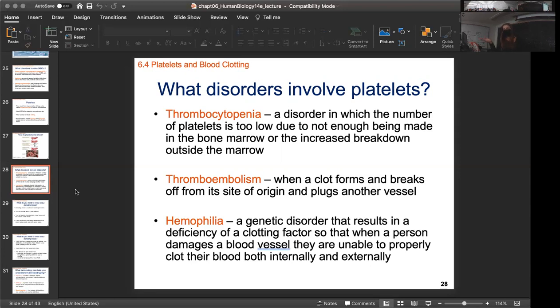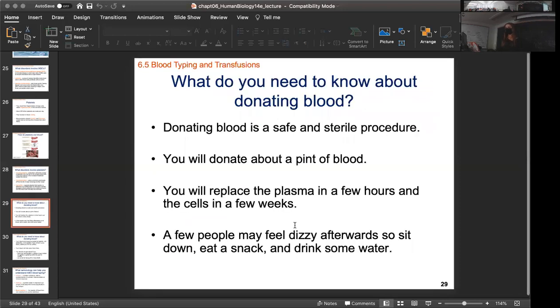And then hemophilia is a genetic disorder, and this results in a deficiency of clotting factors, so that when a person damages a blood vessel, like you scrape your arm, you got a paper cut, something like that, they're unable to properly clot their blood, both internally, so inside, and externally. So that one can be kind of drastic as well.